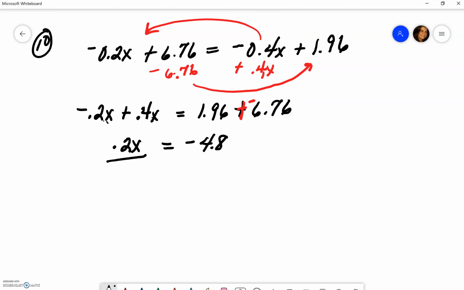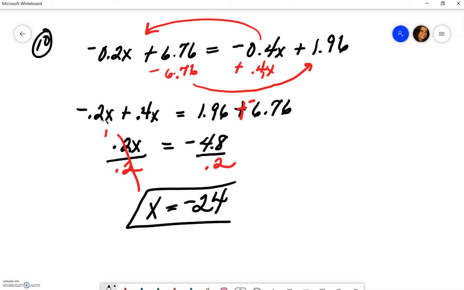And then we're just going to divide out by 0.2, and this side by 0.2. Let me just make that red so you can see a 0.2, and this one's a 0.2. This divides out to 1. And then on this side, we end up with x equals, and then our final answer is a negative 24.